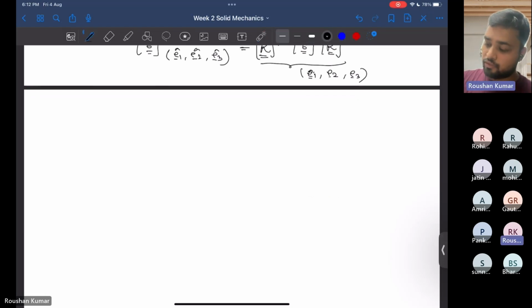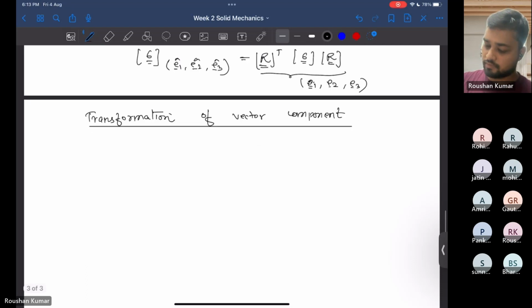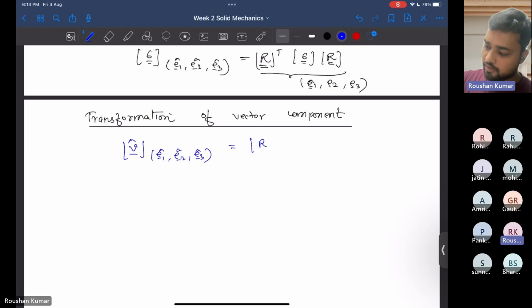And if we know the vector component in the E1, E2, E3 coordinate system, then what is the component in the E1 hat, E2 hat, and E3 hat coordinate system? There is also a relation between them. That is the transformation of vector components. That is V hat in the E1 hat, E2 hat, and E3 hat coordinate system is given by R transpose V in the E1, E2, and E3 coordinate system. So this is the relation between vector components in two different coordinate systems.